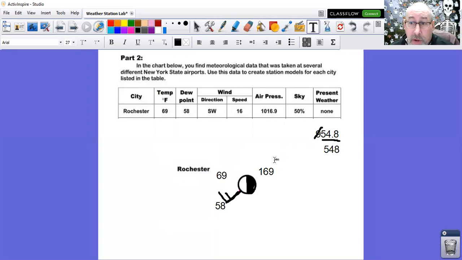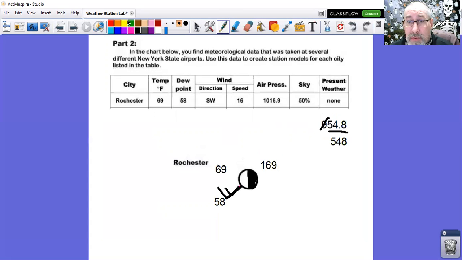So again, when you're translating the air pressure into the symbols for the model, you only keep the last 3 digits of this. Keep the last 3 digits. That's it. It's the last 3 digits. So that's how you're going to draw these.